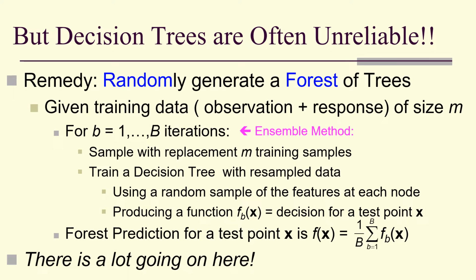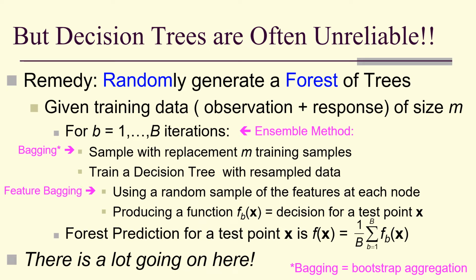There's a lot going on here. This is an ensemble method, and we're using bagging, and we're doing feature bagging when we do a random sample of the features, and we are doing an ensemble average.